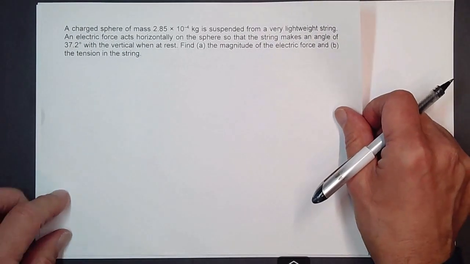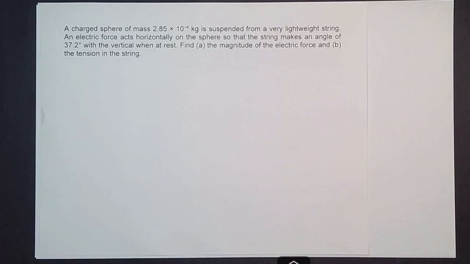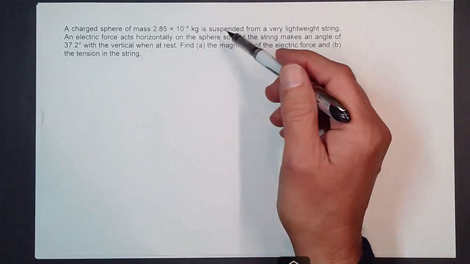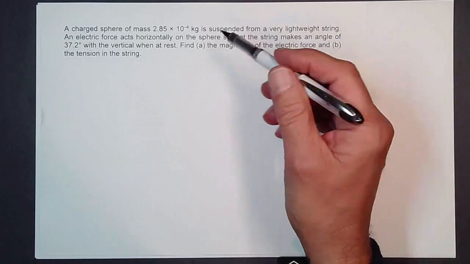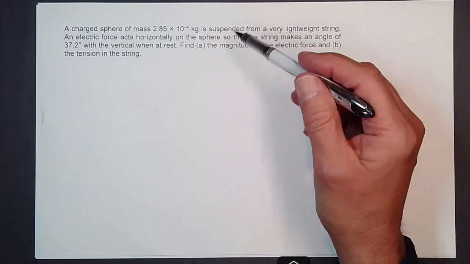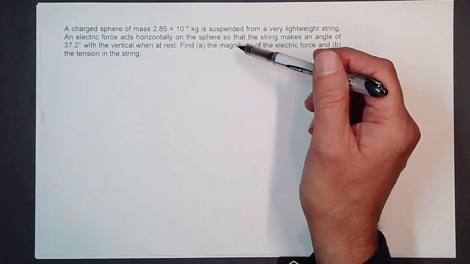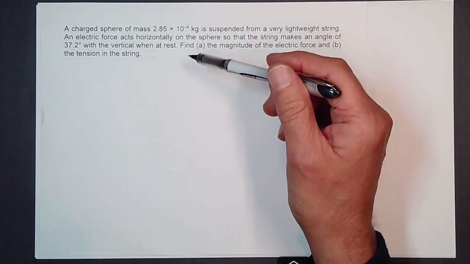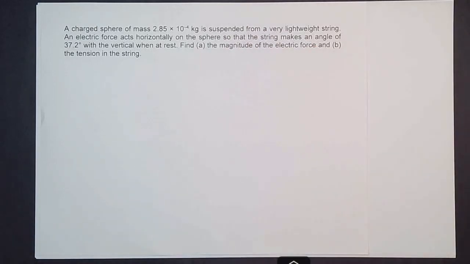This is getting into an electric field force, although we're just interested in the force that the electric field exerts. We have a charged sphere of mass 2.85 times 10 to the minus 4th kilograms, not very big, suspended from a very lightweight string. An electric force acts horizontally on the sphere so that the string makes an angle of 37.2 degrees with the vertical when at rest. Find the magnitude of the electric force and the tension in the string.